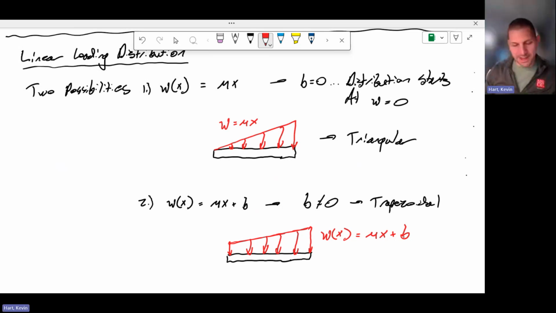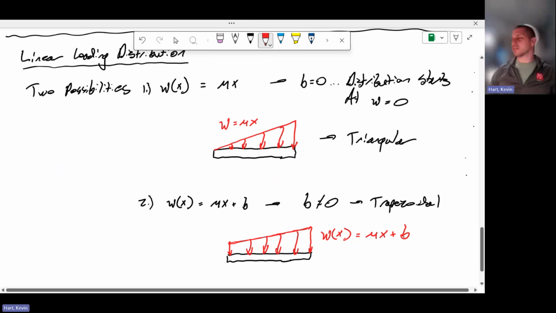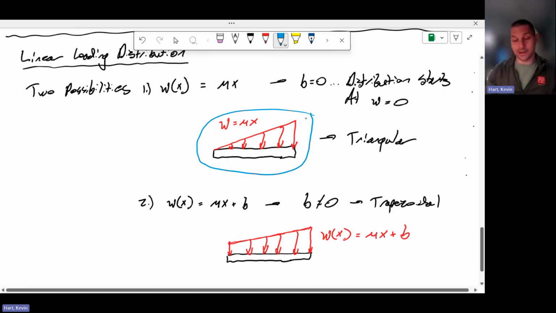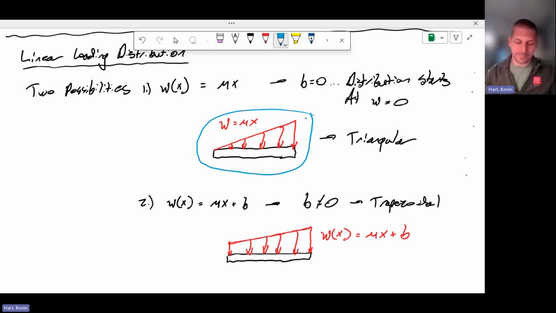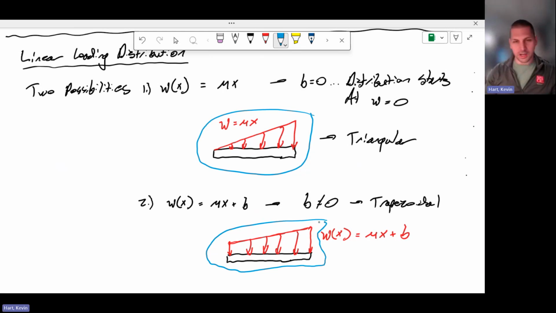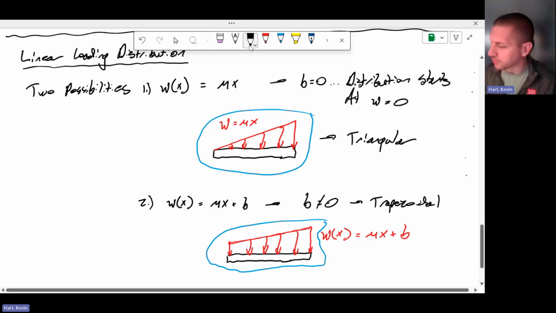Now, these two cases are actually quite different, right? For the area of a triangle, replacing this with an equivalent force is pretty straightforward: the area of a triangle is 1/2 base times height. The centroidal location of a triangle is 1/3 away from the larger side. That's pretty easy. Trapezoidal is much more difficult to handle. So we're going to start off looking at the first, which is a linear distribution that starts at 0, and then we will talk about how to handle the trapezoidal distribution in just a moment.